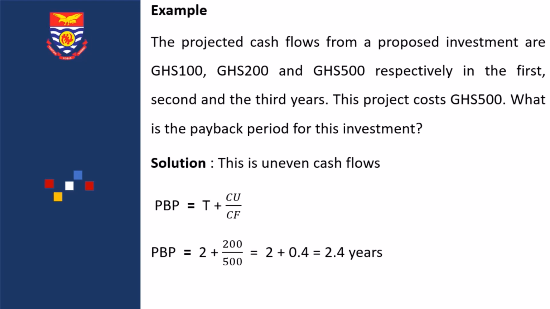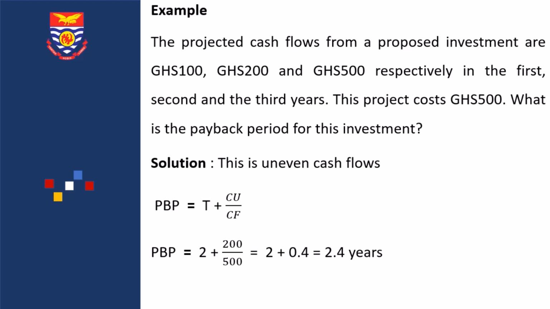So the requirement is, what is the payback period for this investment? Anytime you see a question like this, first of all, you have to ask yourself which formula you're going to use. Are you going to use the even cash flow formula or the uneven cash flows? This question is about uneven, so you go by the uneven cash flows formula. We quoted the formula to be T plus CU over CF, where T is the year before full recovery.